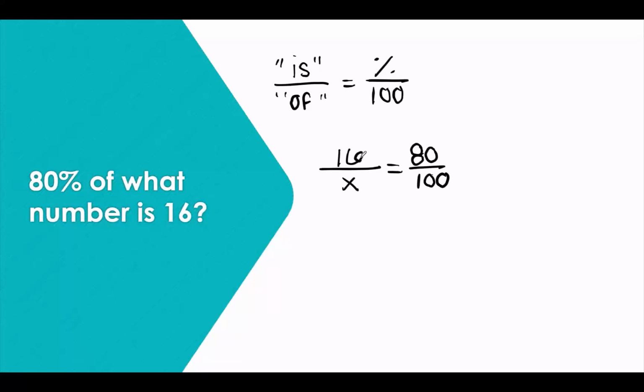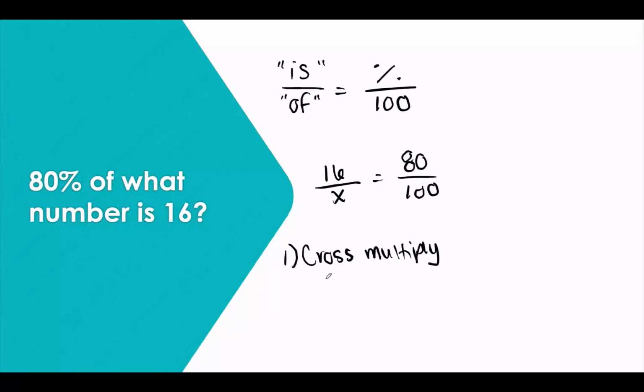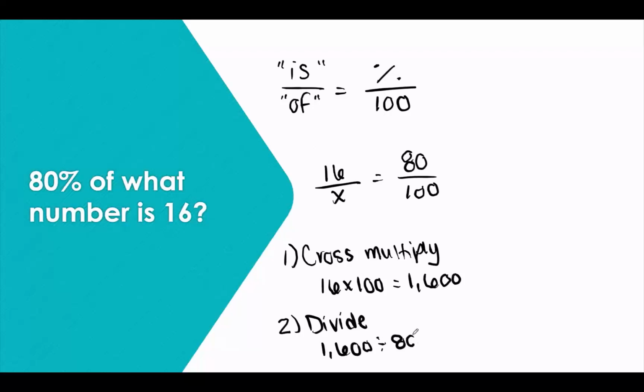So what's next? Well, I'm going to multiply my two known diagonal values, so 16 and 100. So 16 times 100 equals 1,600. And then I divide by what? Well, my last known value that I haven't touched yet. So in this case, it's 80. So 1,600 divided by 80 equals 20.